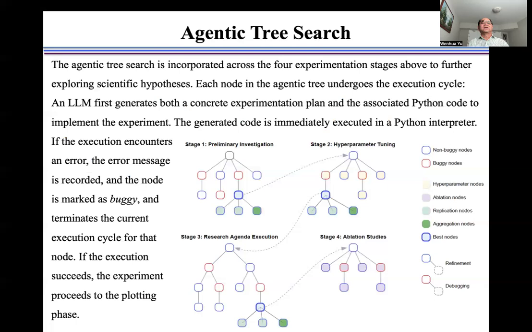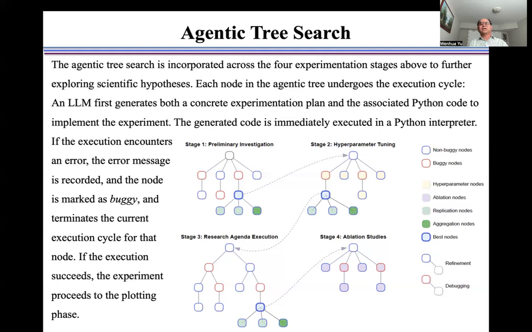The agentic tree search is incorporated across the 4 experimentation stages above to further explore scientific hypotheses. Each node in the agentic tree undergoes the execution cycle. A large language model first generates both a concrete experimentation plan and the associated Python code to implement the experiment.